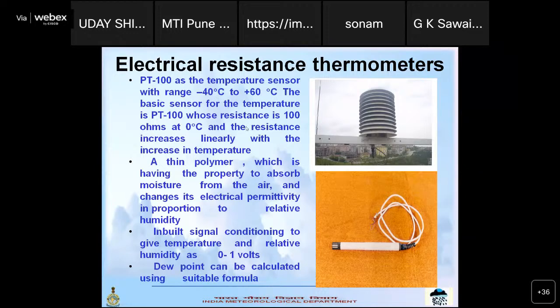Now I will ask you one small question. If I get an output of 500 millivolt, what will be the corresponding temperature?